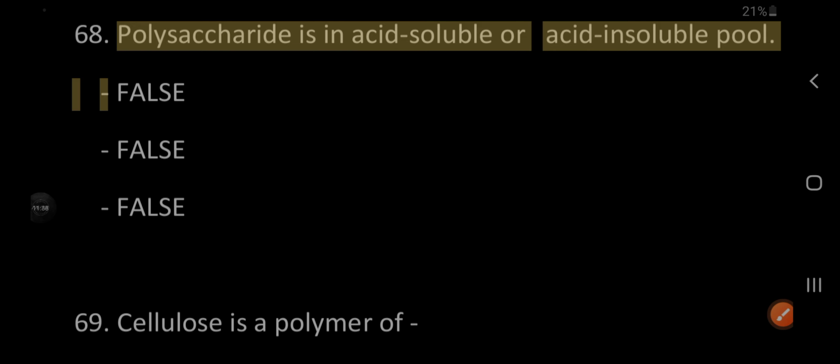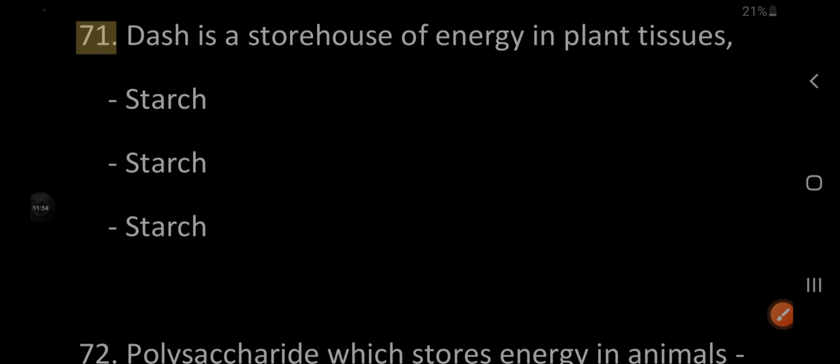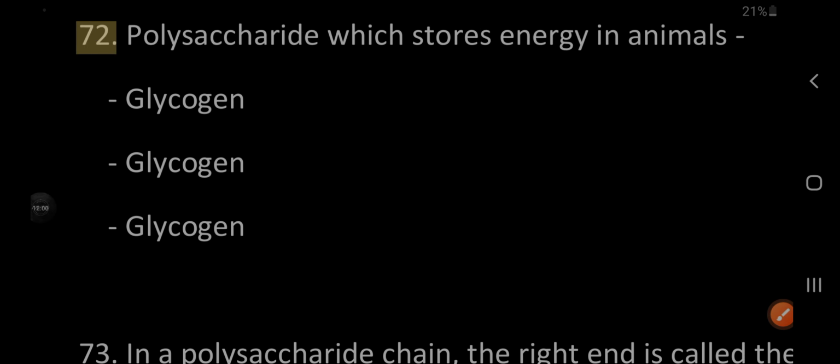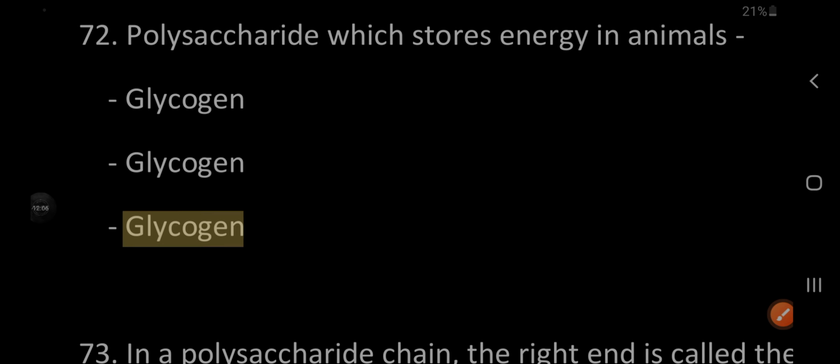False. 69. Cellulose is a polymer of glucose. 70. Inulin is a polymer of fructose. 71. Starch is a storehouse of energy in plant tissues. 72. Polysaccharide which stores energy in animals: glycogen.